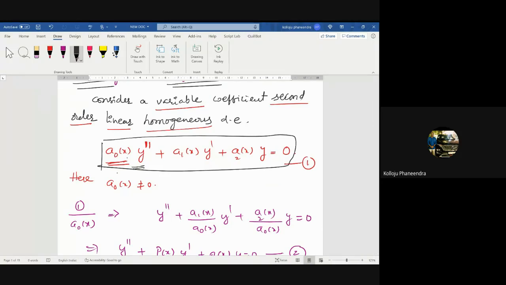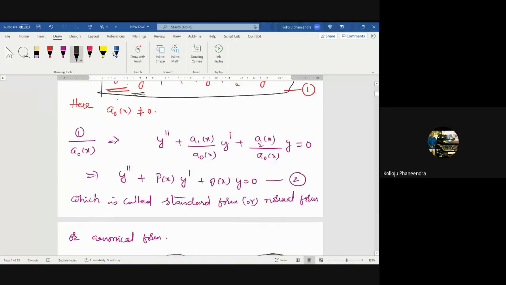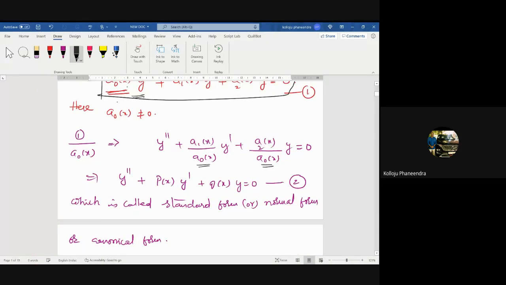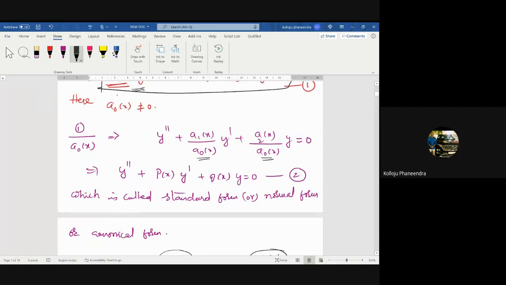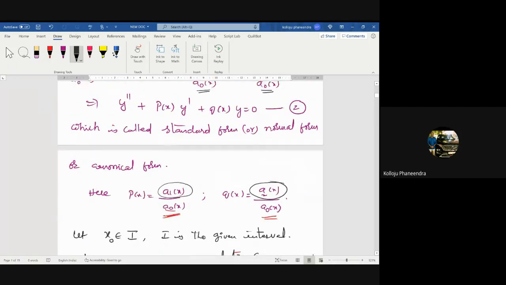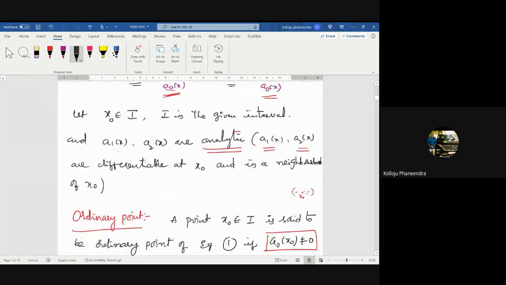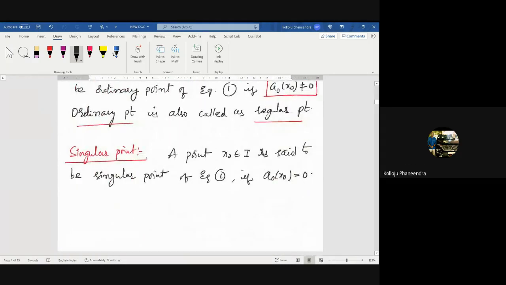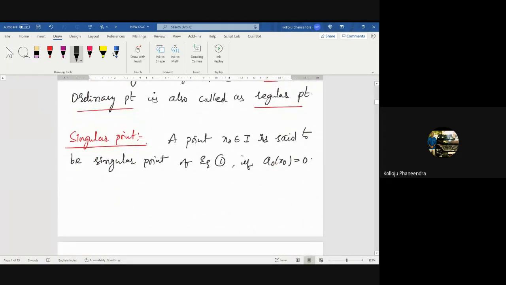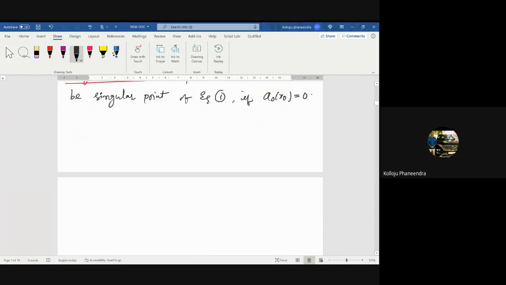In this equation, if a naught x equals 0, the differential equation does not exist. The denominator is equal to 0 in the function. That means p of x and q of x are not defined at the point x naught. So a naught of x naught equal to 0 is called a singular point, and not equal to 0 is called a regular point.